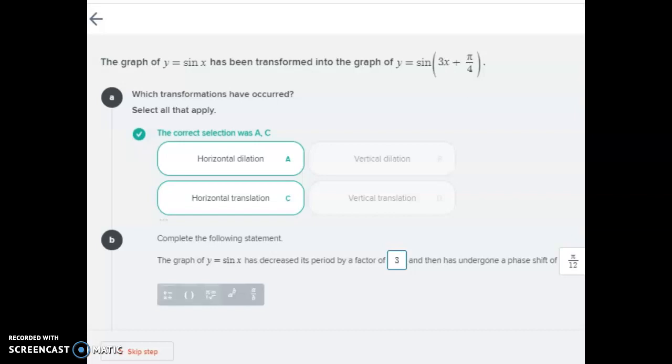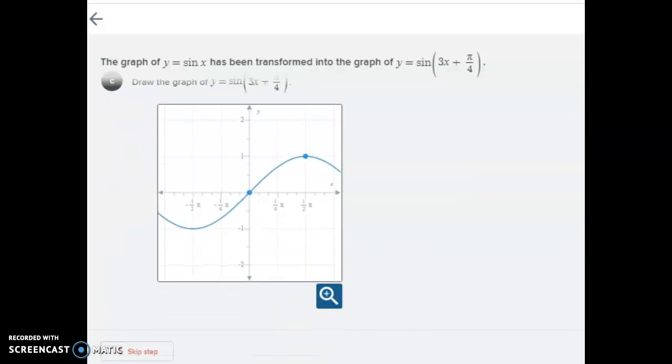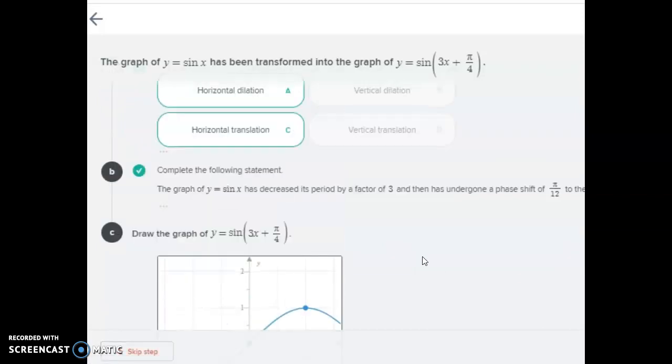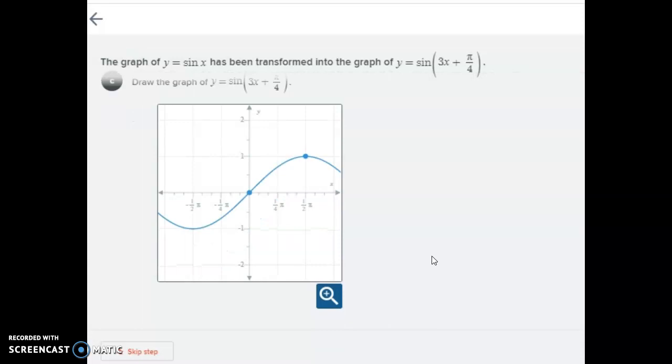So now when I submit, I get another green check mark. And now it wants me to draw the graph of sine 3x plus pi over 4. All right. So first of all, the period has been decreased by a factor of 3. So I'm going to drag this down to pi over 6. It was originally at pi over 2.